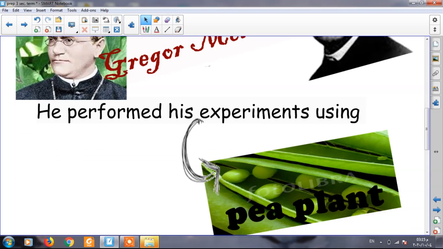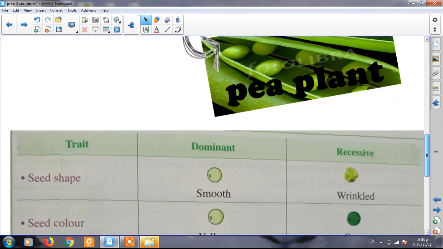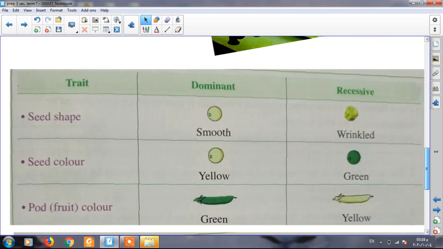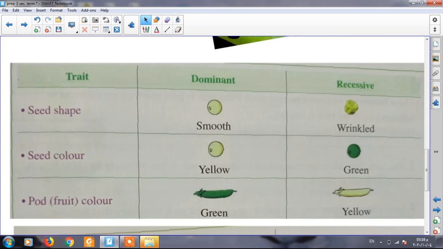Now we must know the most important traits in the pea plant, and which of them are dominant and recessive. There are many traits of the pea plant. The first one is seed shape. Of course, all of us know this is a pea plant, and we also know the shape of the seed. The seed may be smooth or wrinkled, so the surface is not the same.